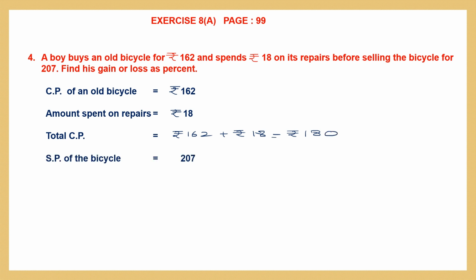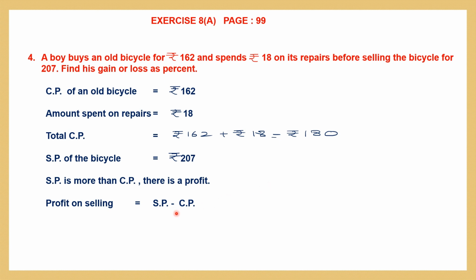So this is the total cost price. Now selling price of the bicycle is 207 rupees. So from this we can see that the selling price is more than the cost price. So if selling price is more, that means there is a profit. So now we know that there is a profit. We need to first find out what that profit is and then find the profit percent.